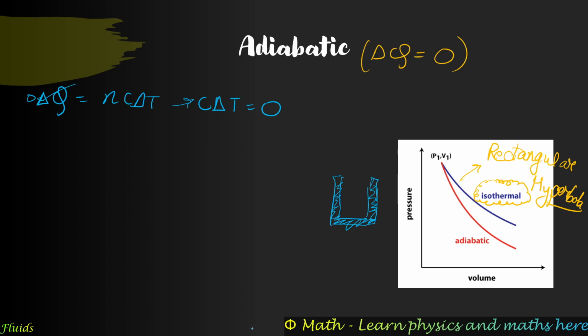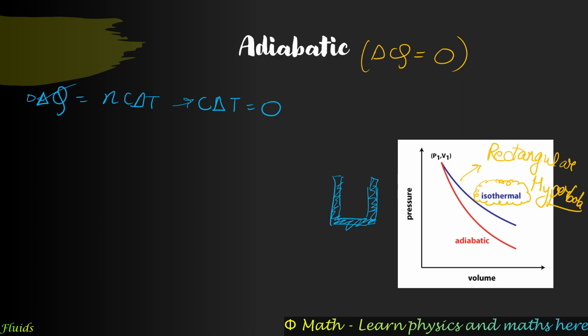The second option is to just do the process very quickly or very fast, so that the heat does not get time to escape. Okay, so heat actually takes time to move. So examples are a tire bursting, because a tire bursts very fast, and sudden compression of a piston also leads to this.